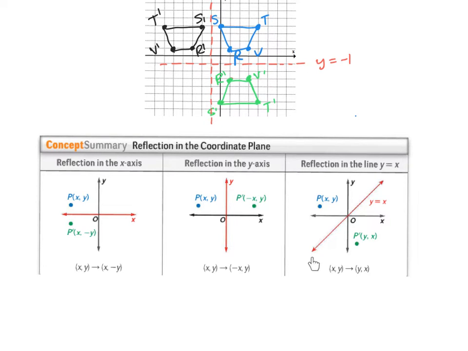You might recall that when we reflect in the line y equals x, we're talking about an inverse function. And an inverse function, I don't want to get too in the weeds here, but an inverse function is where the domain and range switch places. The x's become y's and the y's become x's. So again, if you're going to reflect a point in the line y equals x, just take the coordinates and switch them.